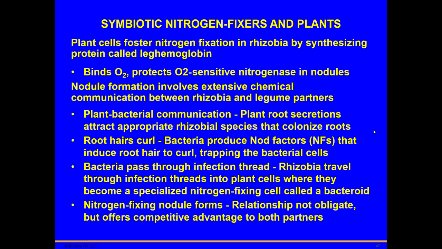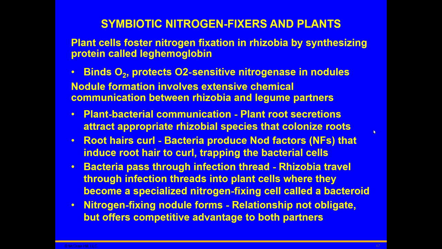Now, plant cells are going to foster nitrogen fixation in rhizobia, and this is by synthesizing a protein called leghemoglobin. Now, this binds to oxygen and protects oxygen-sensitive nitrogenase, the enzyme, in the nodules. And what you have are nodule formations. And these are, you can see them, they look like lumps in the roots. But when you have this formation, it involves extensive chemical communication between the rhizobia and the legume partner, in other words, the plant. So you have bacterial plant communication.